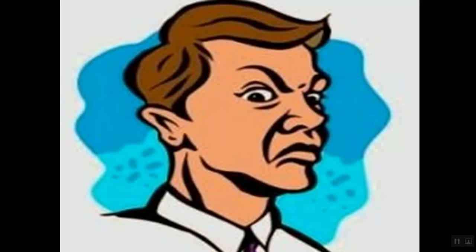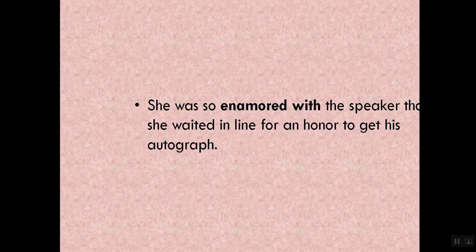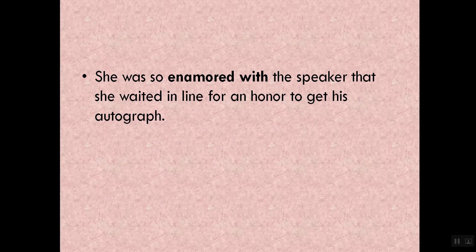Okay, let's move to the coming word, which is enamour. Enamour. Actually, the word that you have in your vocab list is enamour without ed. But here, this word is usually used in the passive voice as enamored, especially with the prepositions with or of. Okay? Consider the meaning. She was so enamored with the speaker that she waited in line for an hour to get his autograph.